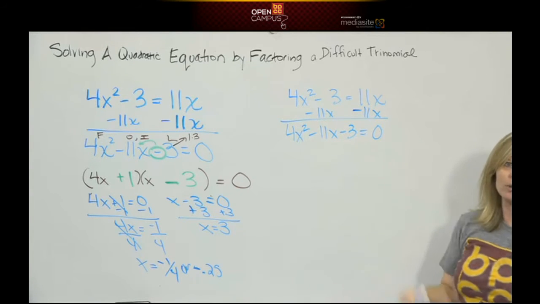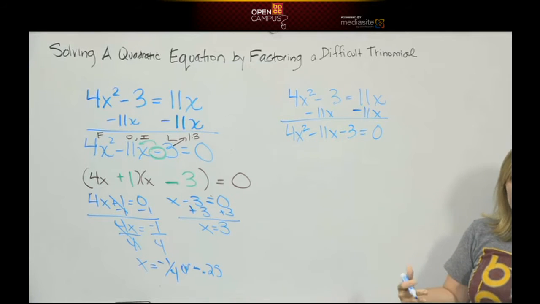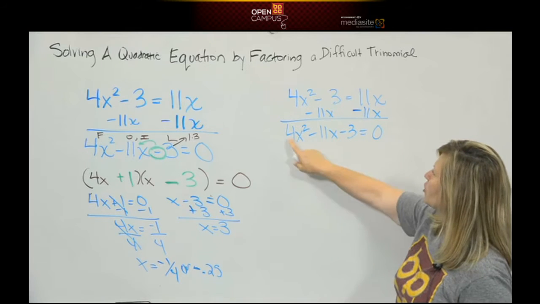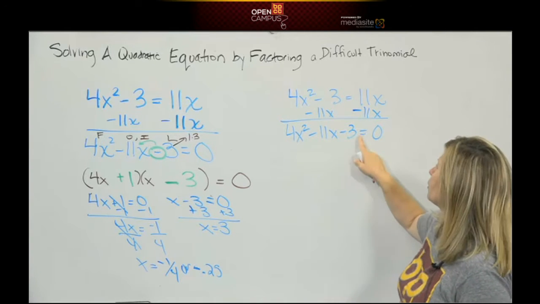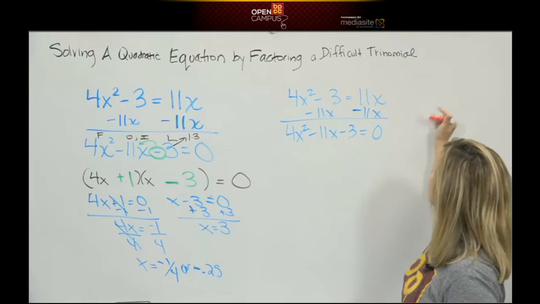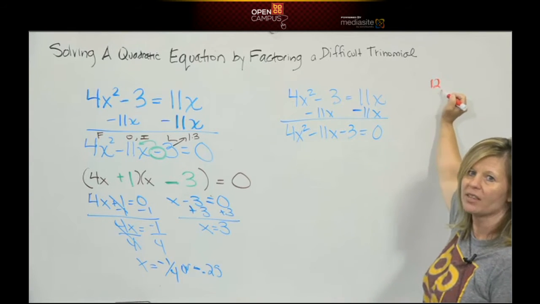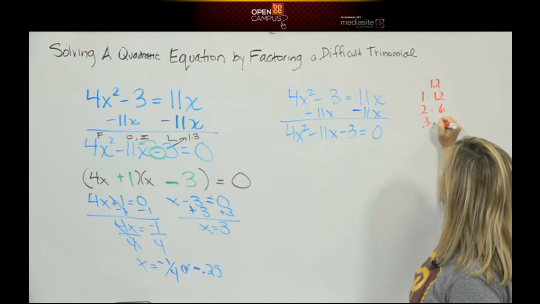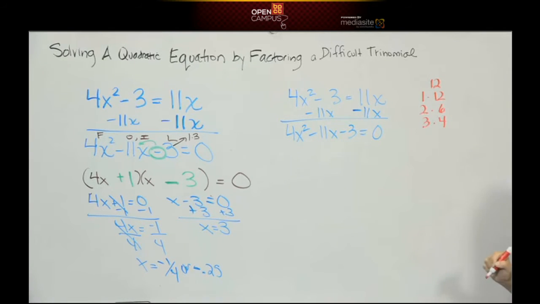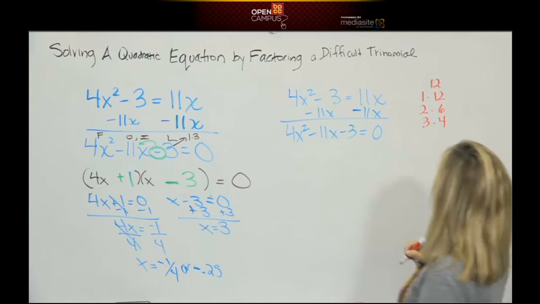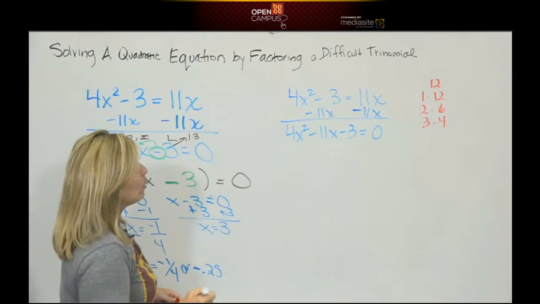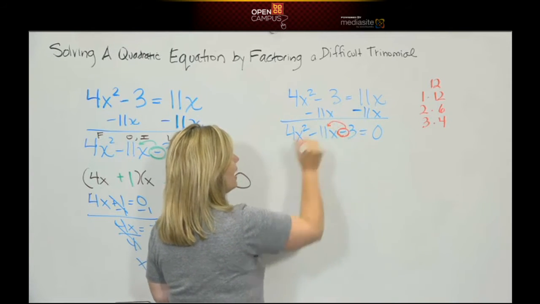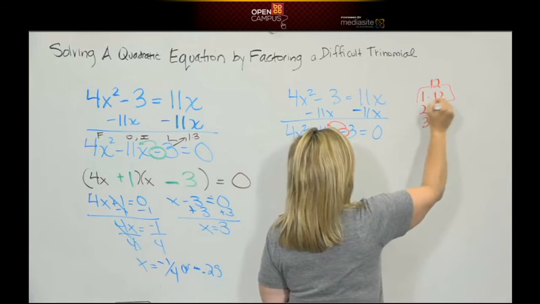Still a difficult trinomial. Now, if you want to do grouping, here's the way you do it. Grouping says you take the coefficient and multiply the constant. 4 times 3 is 12. And you go over here to the side and you list the factors of 12. 1 and 12, 2 and 6, 3 and 4. Correct? Great. Okay. We want to know which of these factors are going to subtract to make 11. Well, that's easy. It'd be 1 and 12.